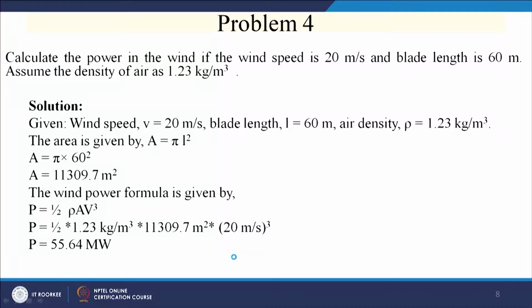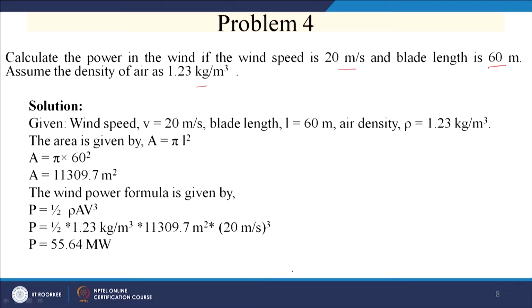Next we are coming to problem number 4. So, here the statement says calculate the power in the wind if the wind speed is 20 meter per second and blade length is 60 meter, assume the density of air as 1.23 kg per meter cube. So, it is very simple, we have to calculate the power in the wind if the wind speed is provided and the blade length is also provided.